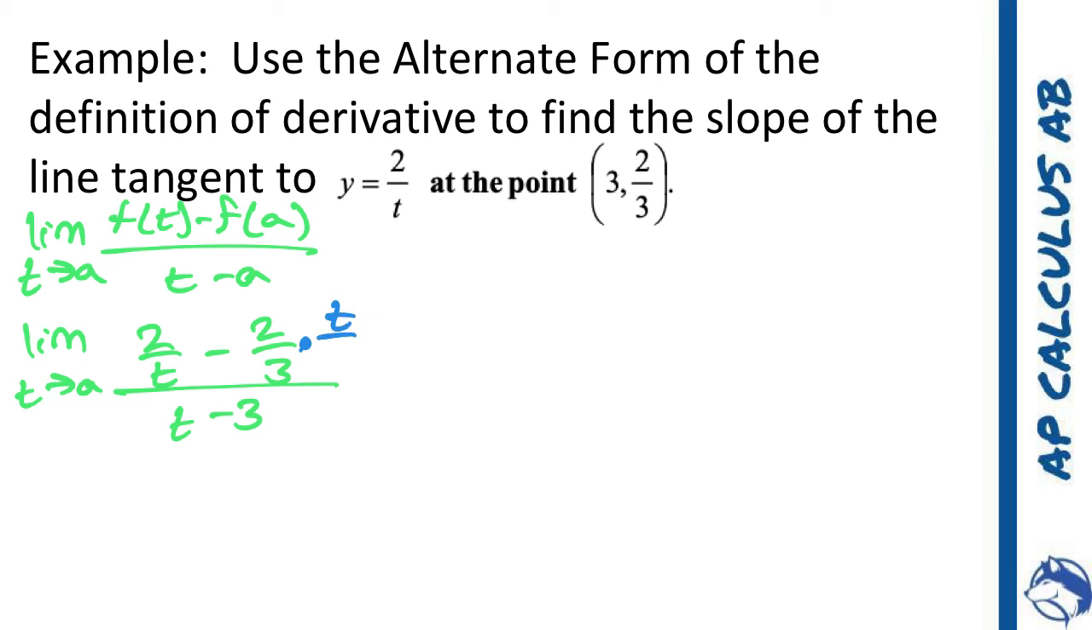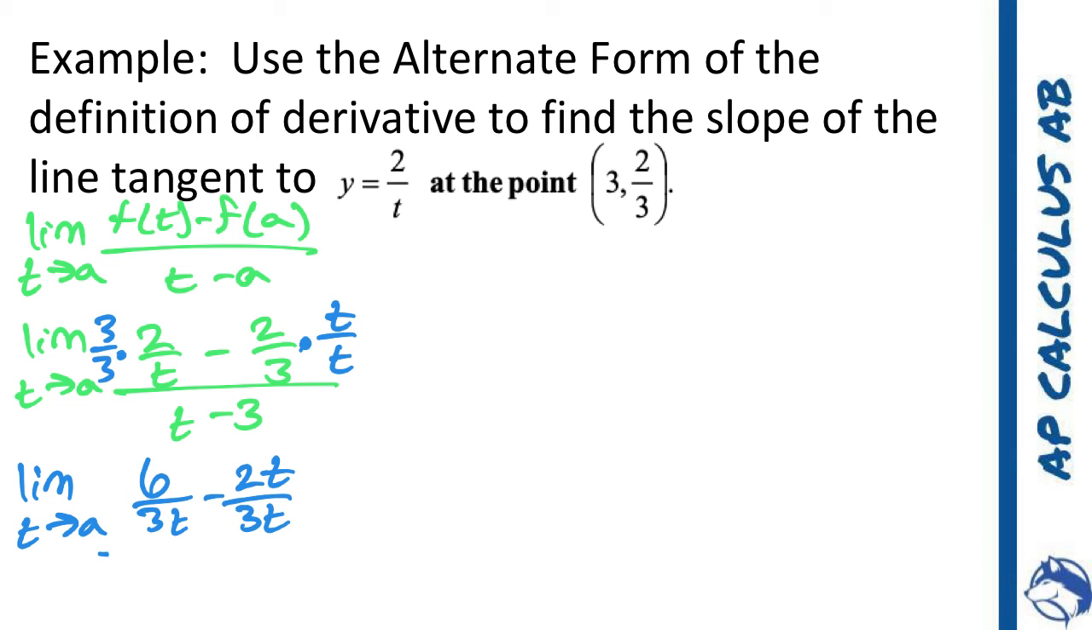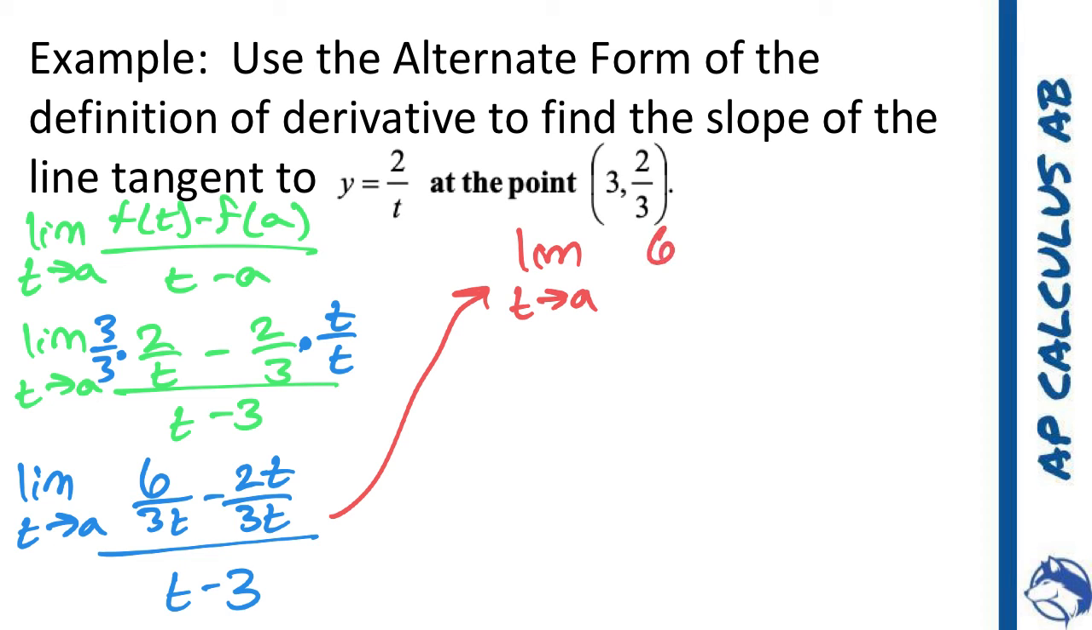So now we're going to want to multiply this side by t over t, and this side by 3 over 3, to get a common denominator in that numerator portion. So the limit as t approaches a of 6 over 3t minus 2t over 3t, all that's going to be over t minus 3. So let's rewrite this again. The limit as t approaches a of 6 minus 2t, all of that is over 3t, over t minus 3.